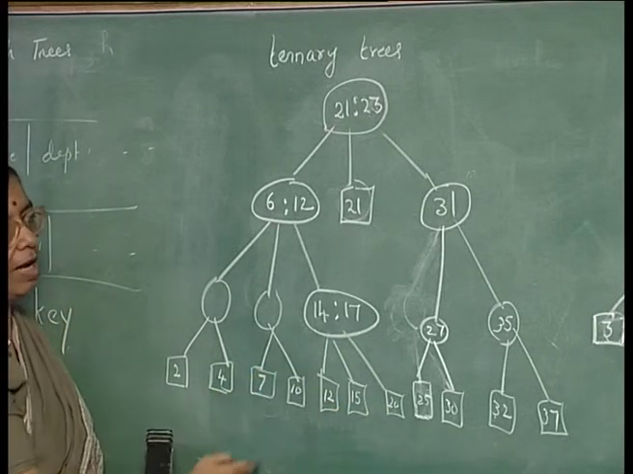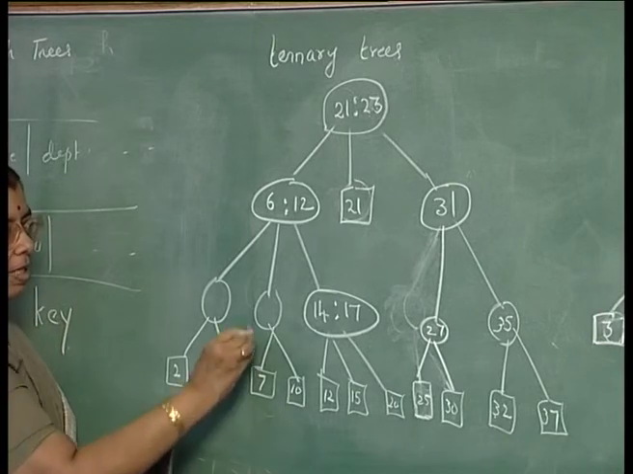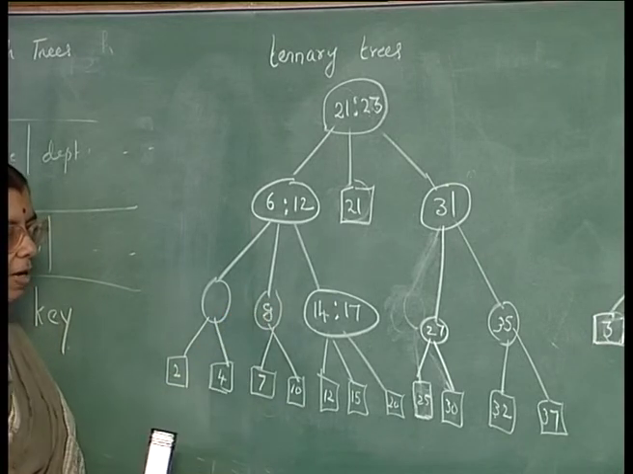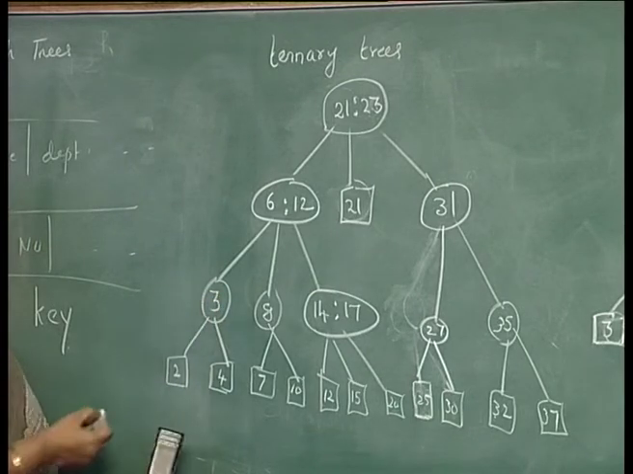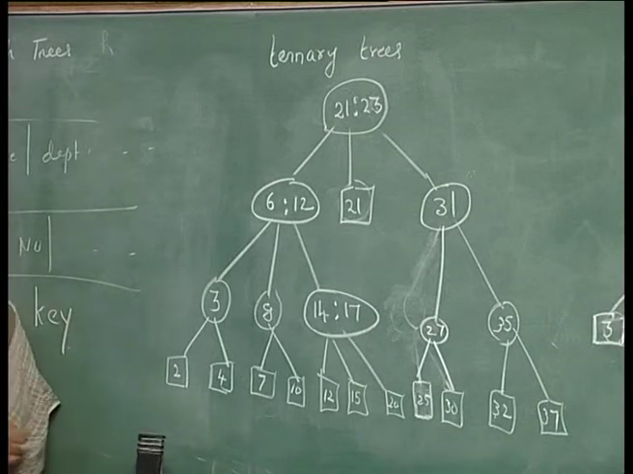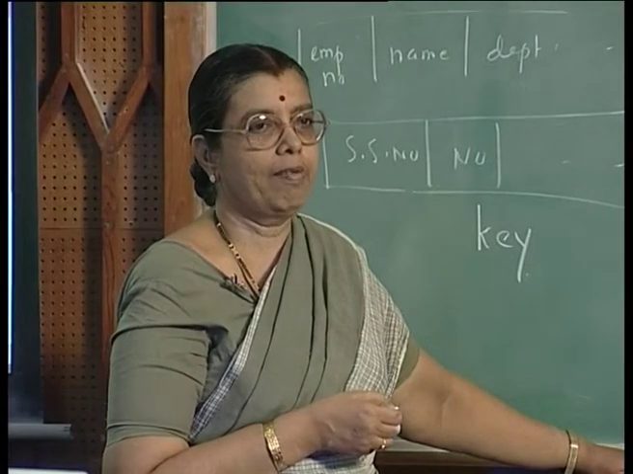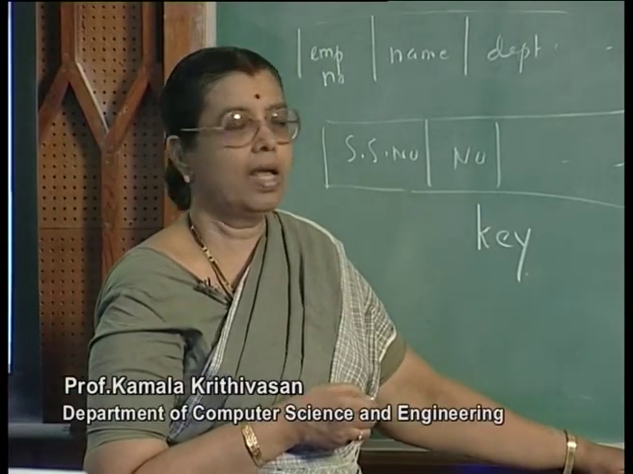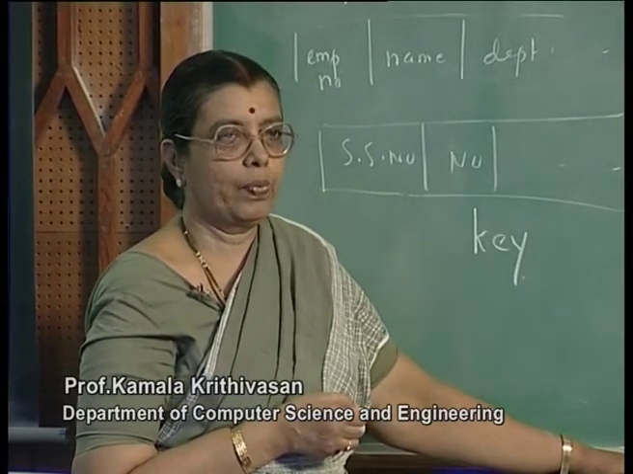So, the discriminating values we have to choose something like this. Here there are only 2 sons, so I can choose a discriminating value like this, and here there are only 2 sons, I can choose a discriminating value like this. So, the internal nodes only contain the discriminating values. If it has got 3 sons, it will have 2 discriminating values, and if it has got 2 sons, it will have only 1 discriminating value.